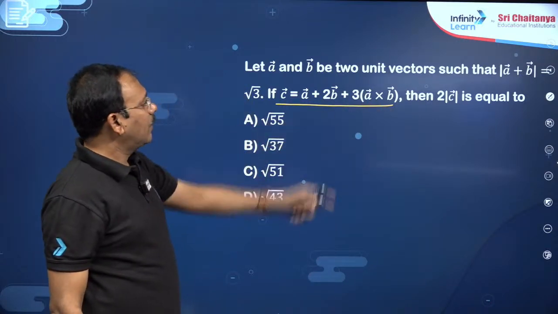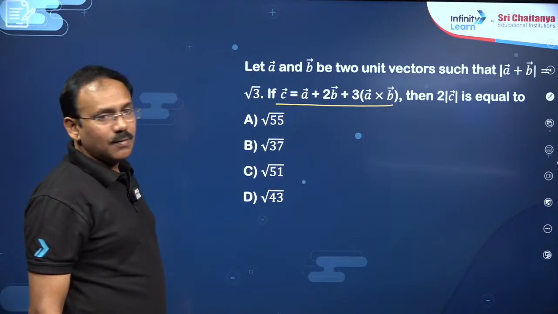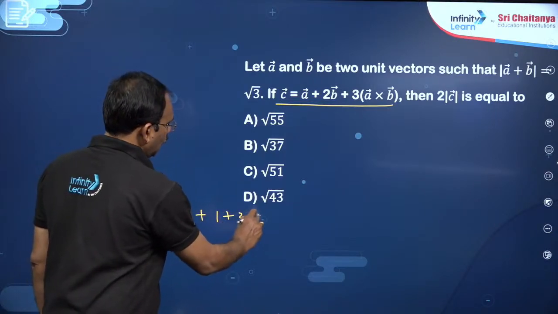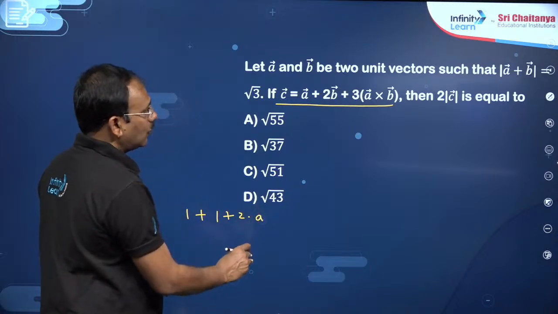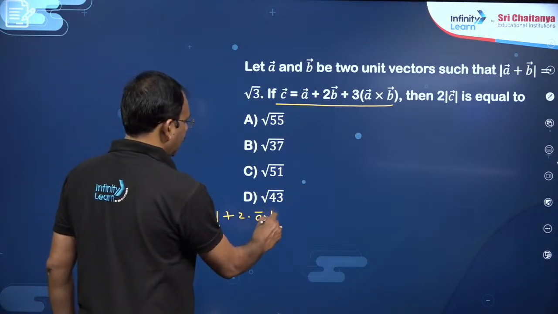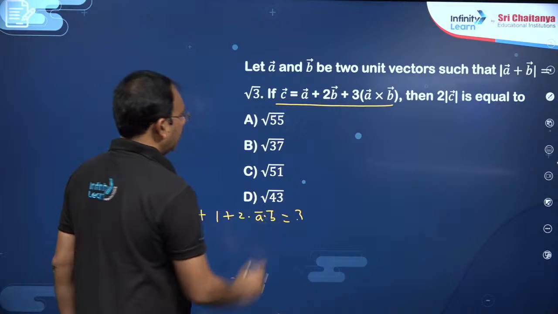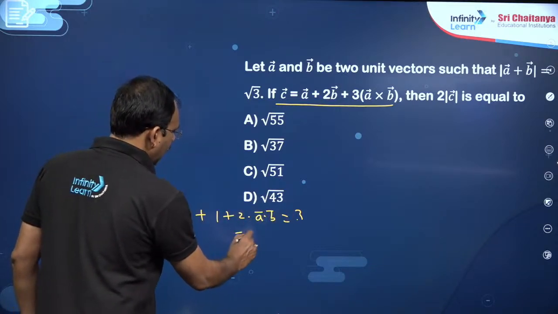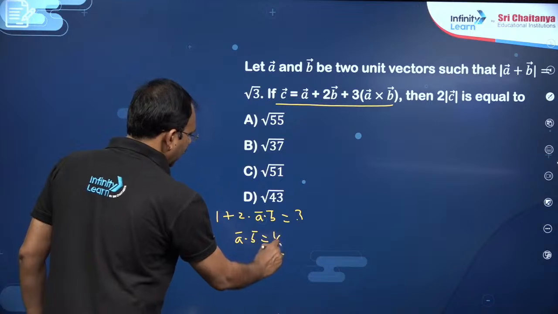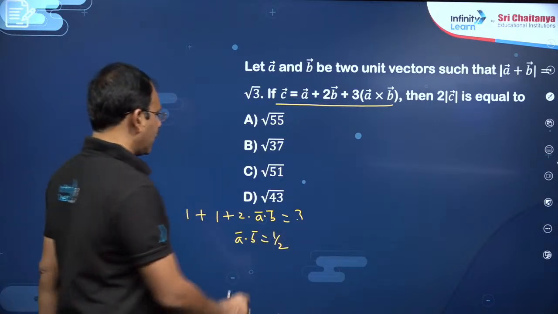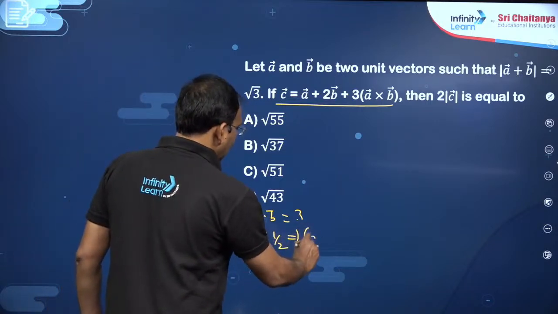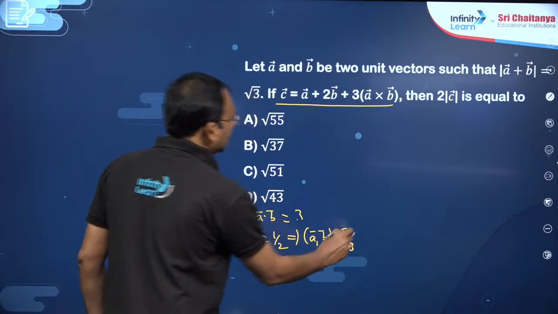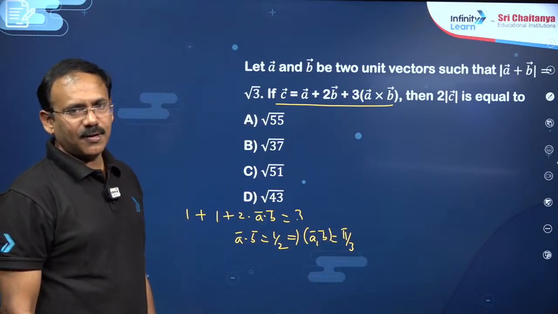Magnitude of A bar plus B bar is root 3, so if you square, A square plus B square plus 2 A dot B equals 3. So, this is going to be 3 minus 2, 1. A bar dot B bar is 1 by 2. That too, both are unit vectors. Angle between A bar and B bar, cos theta is 1 by 2, means pi by 3. You got the angle between A bar and B bar, right.